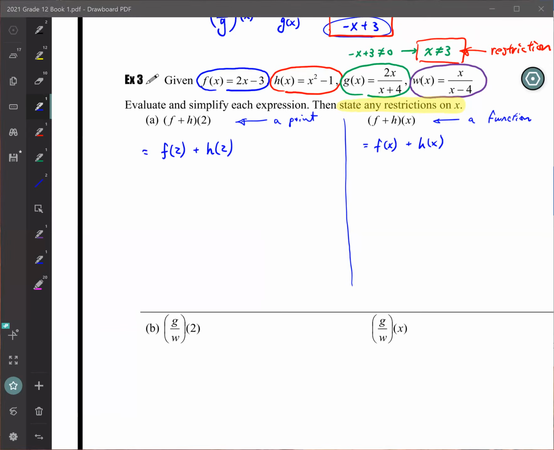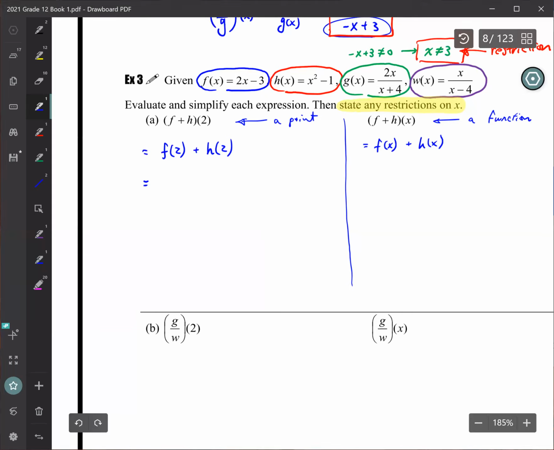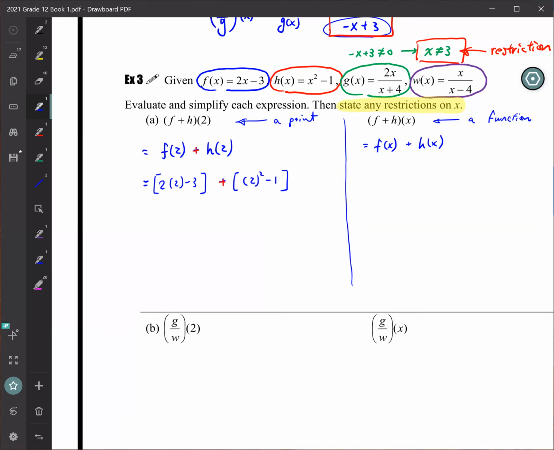So let's start with the left side. f of 2, that means you need to look at the f function. You plug it in: 2 times 2 minus 3. That's f of 2. Plus, because it says plus, h of 2. h of 2 is 2 squared minus 1. Does anyone have questions so far? This is how you can show the work.